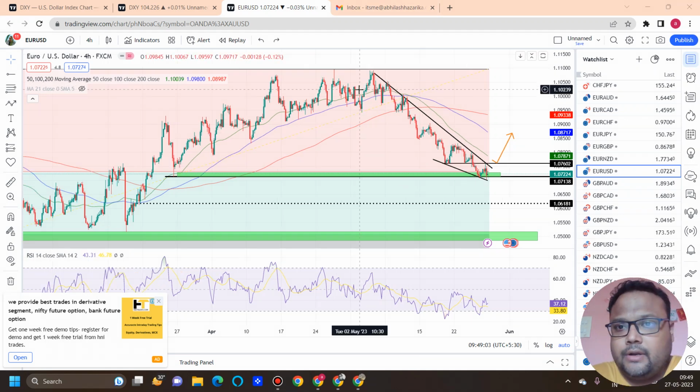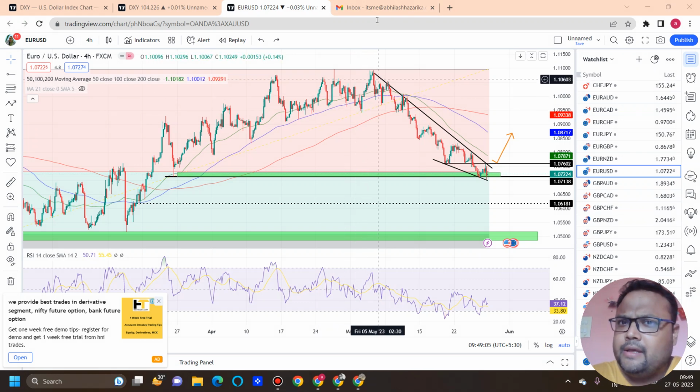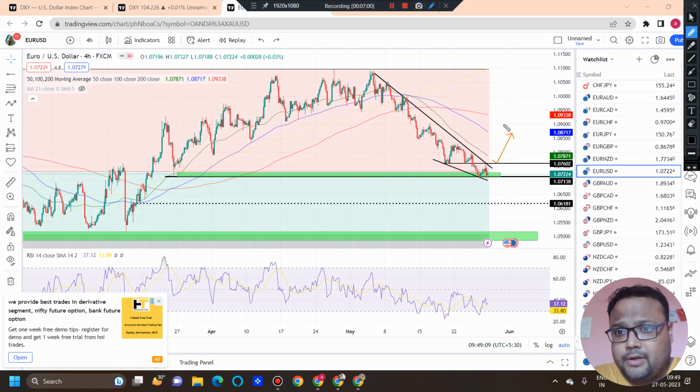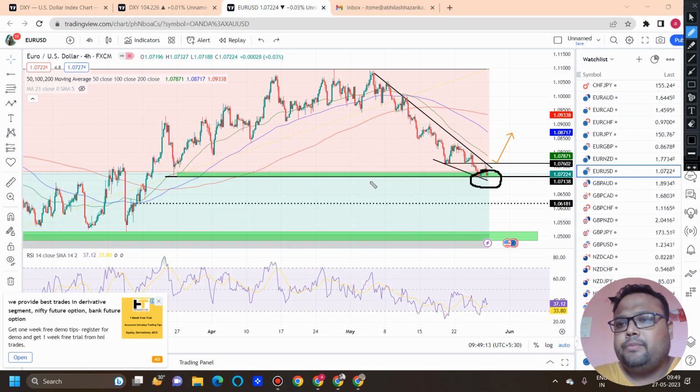So let's see how the market reacts on Monday. And as I said, the market opening will be very, very important, because the market closed at the very crucial support of the 1.0713 level. So if after the market opening Euro USD tries to recover, for a good recovery it will have to cross the 1.0760 level. Then only we can consider it as a recovery.